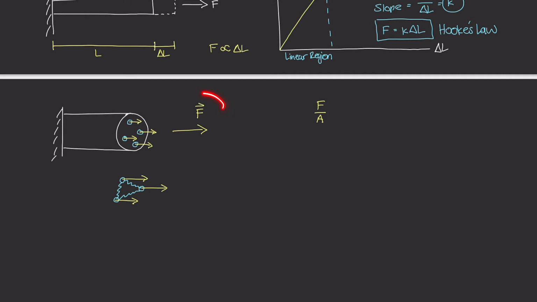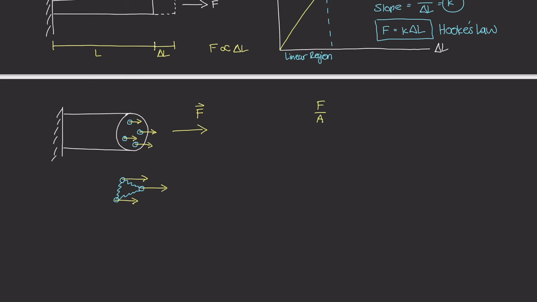That makes sense, right? If we take this force and we increase it, the rod is going to stretch even more. But because we're talking about the molecules and the molecular bonds, we know that if we increase F, each of these molecular bonds right here, here, and here, are going to stretch more and more. Okay, so that's a pretty good relationship between the force and the area.